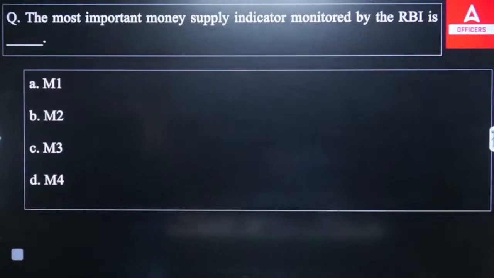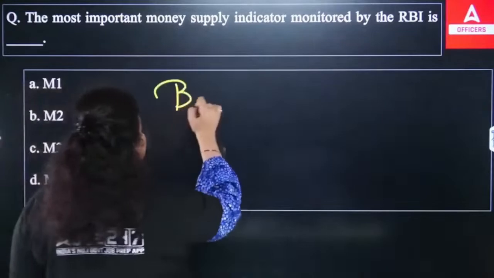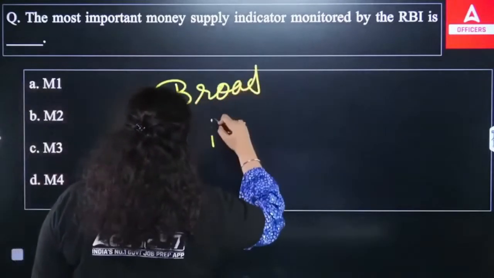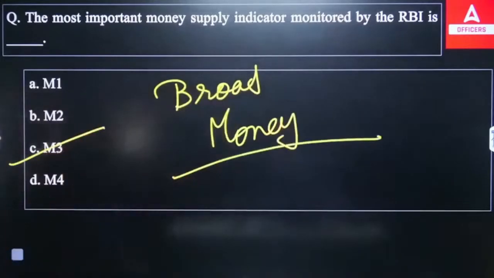RBI measures this money supply because RBI wants to know how much money is there in the economy. That's why RBI is calculating this. RBI wants to know how much money supply is in the economy, and that defines the liquidity for the RBI. That's broad money. So the right answer is C.